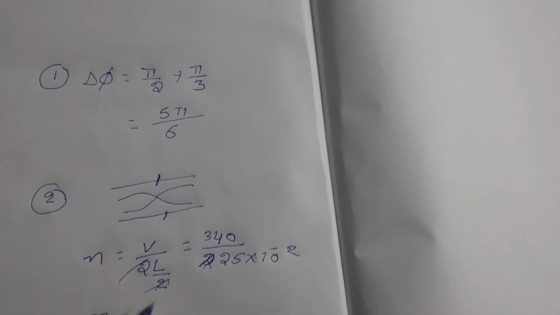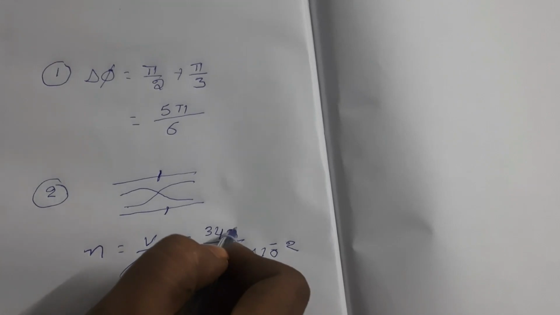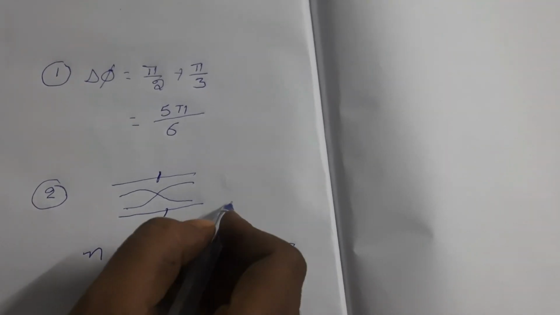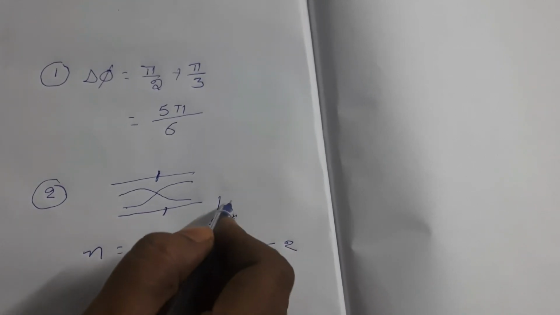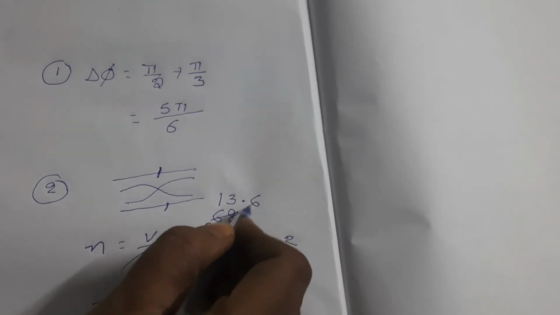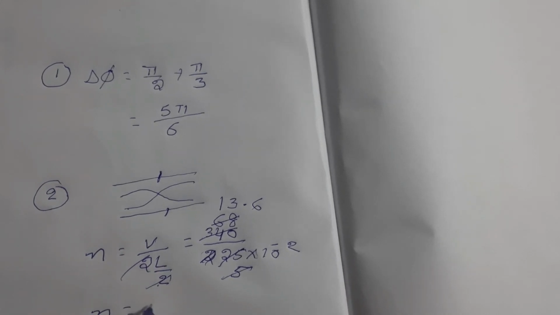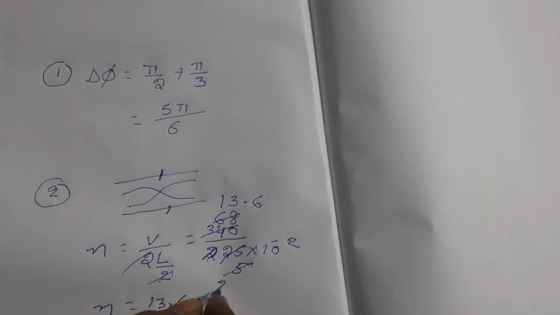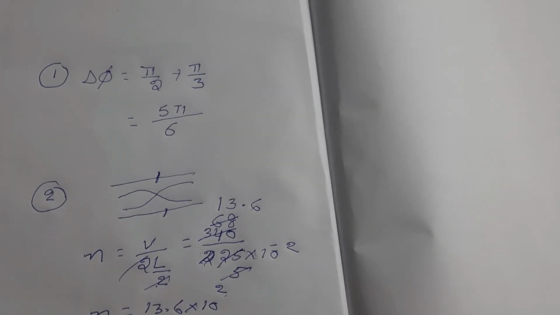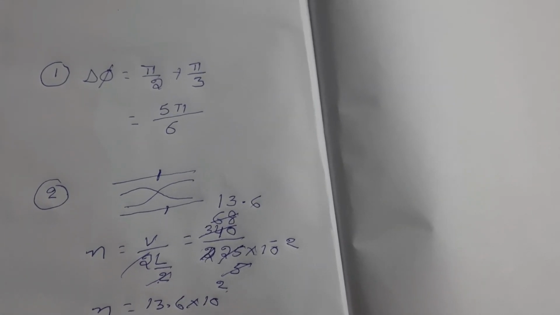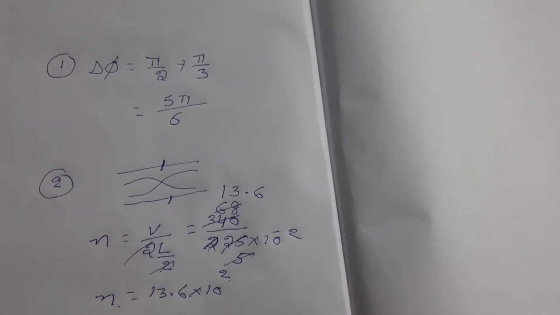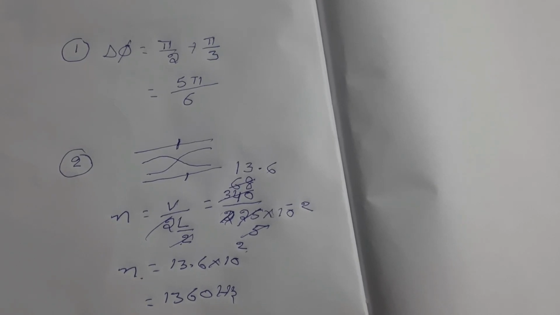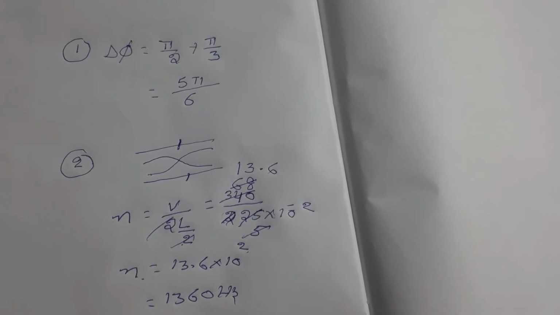Then after simplification, 13.6 into 10 square, it should be right. 1360 hertz. So like that we have to do this one. The main logic here is they made the hole at half of the length, that's why we should consider half of the length only.